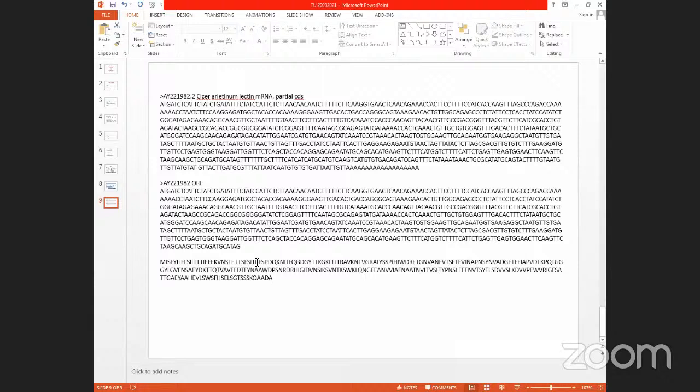So if you want to clone this gene of interest, or if you want to express the protein, what we have to do is express the protein after removing these 23 amino acids, because these 23 amino acids contain the signal peptide, and they also have a transmembrane domain. So these things will interfere in the purification. I hope all of you remember these things.